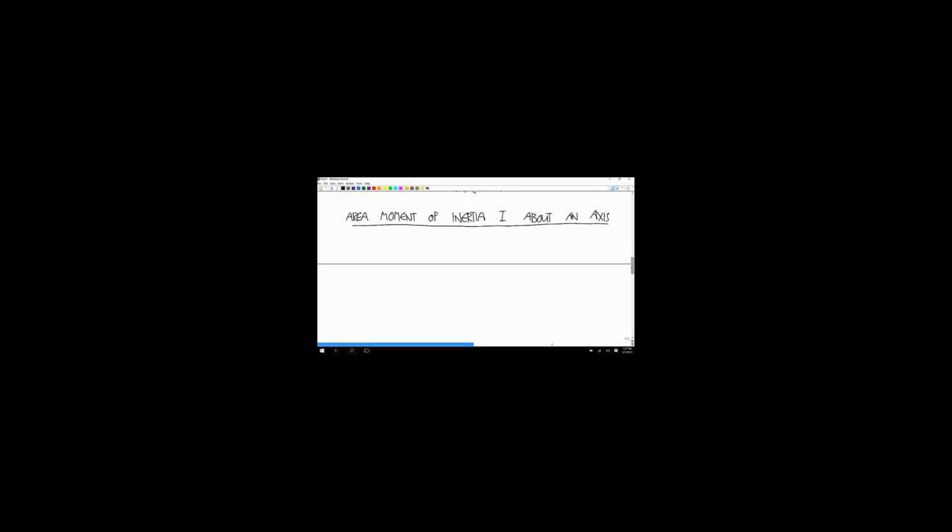So that's it for the neutral axis. The next thing we have to define is the area moment of inertia I about an axis. The definition is an integral definition, because the word moment is a mathematical thing that is defined by certain types of integrals.